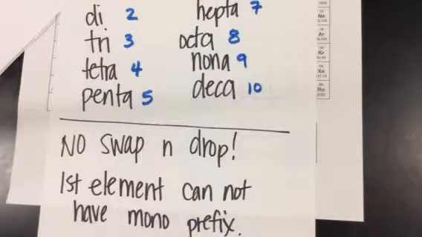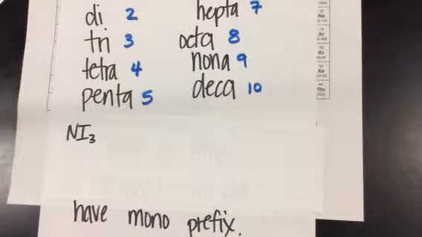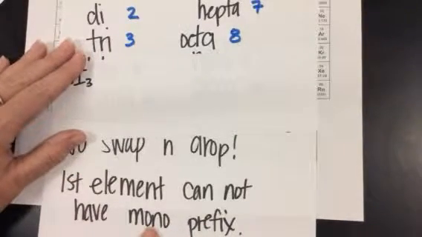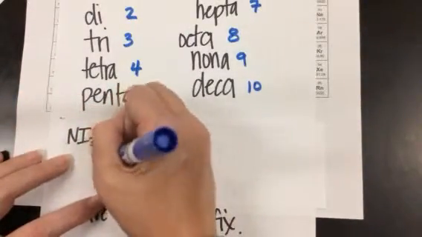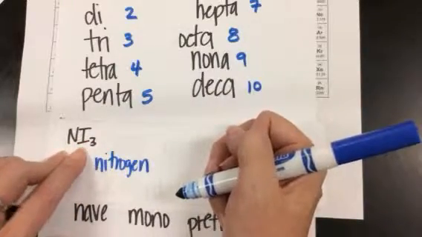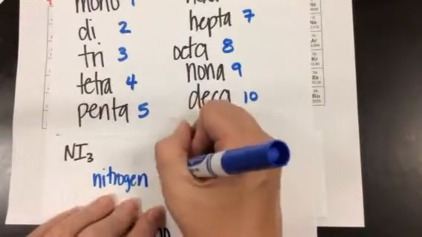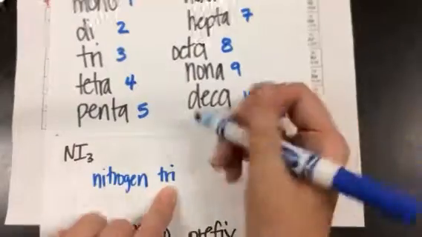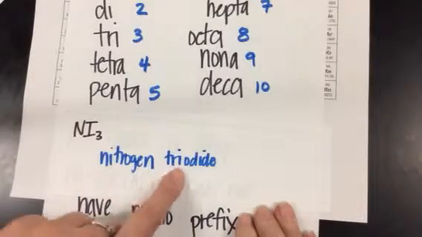My next example, I have NI3. For my NI3, nitrogen, there's only 1 of them. I cannot put mono for my first element's prefix, so I'm just going to write down nitrogen. Now I have 3 iodine, so that means that I have tri, and then iodide starts with an I, so we actually don't have to write that second I. So this one is nitrogen triiodide.